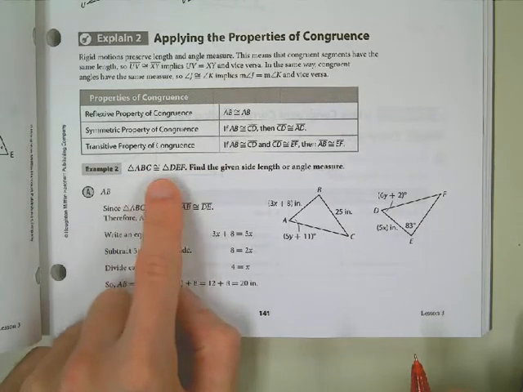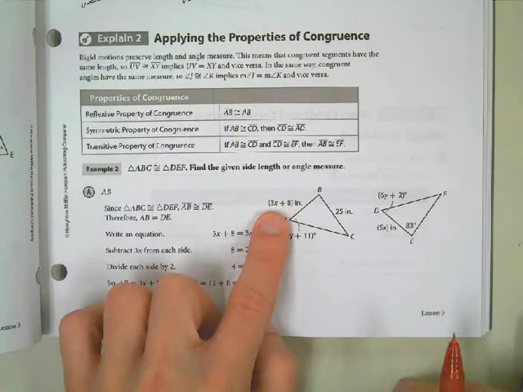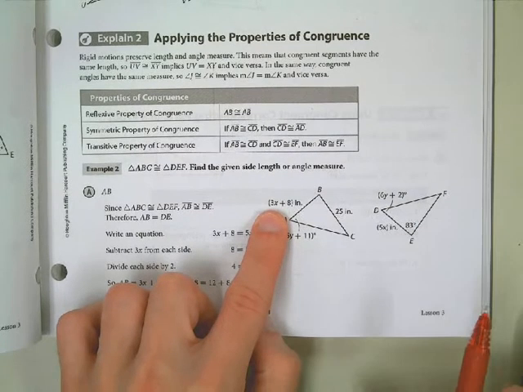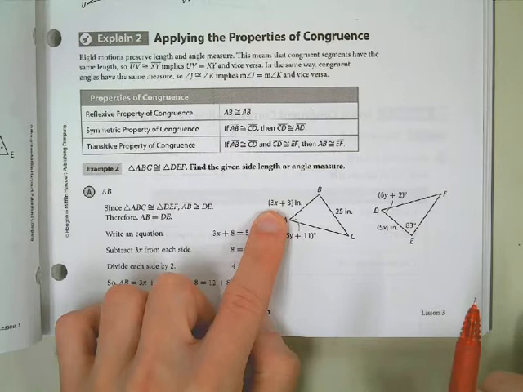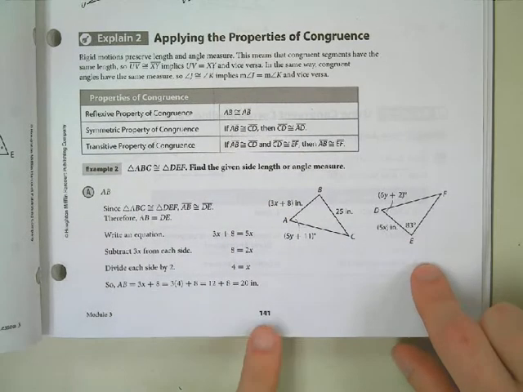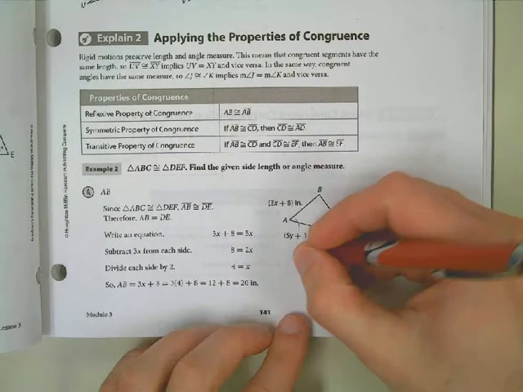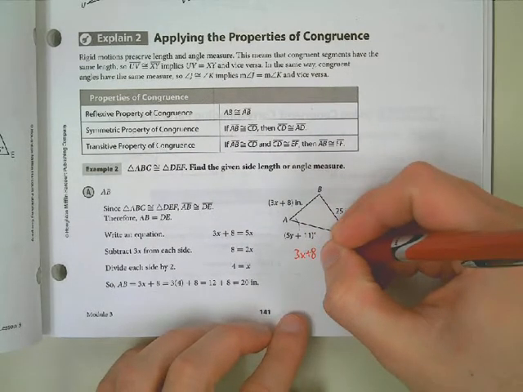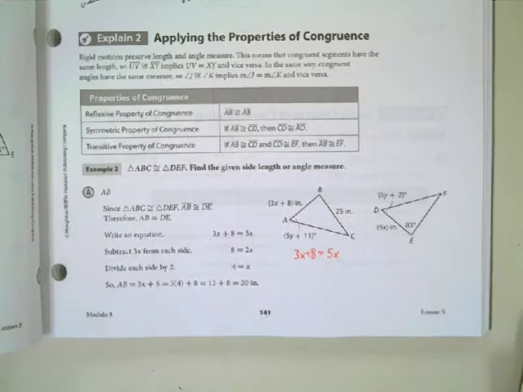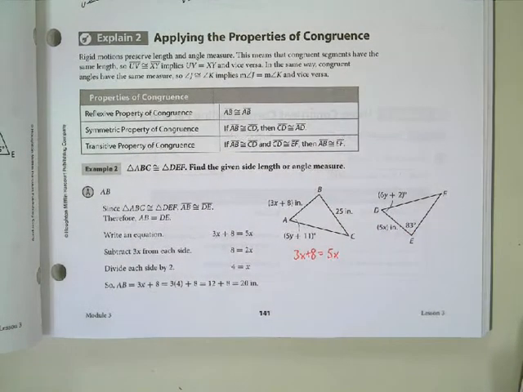So that means AB here, 3x plus 8, has to be equal to what over here? It's over on the next page. I think we're on page 141 now. 5x. So we're going to write 3x plus 8 equals 5x, because that's AB and DE. They're equal. Now we have this equation we set up, and we're going to solve that equation.